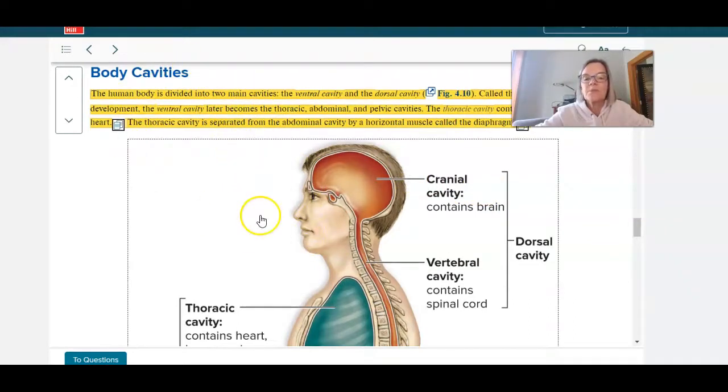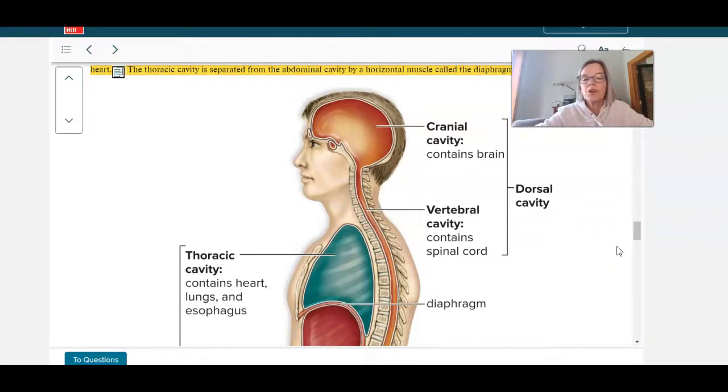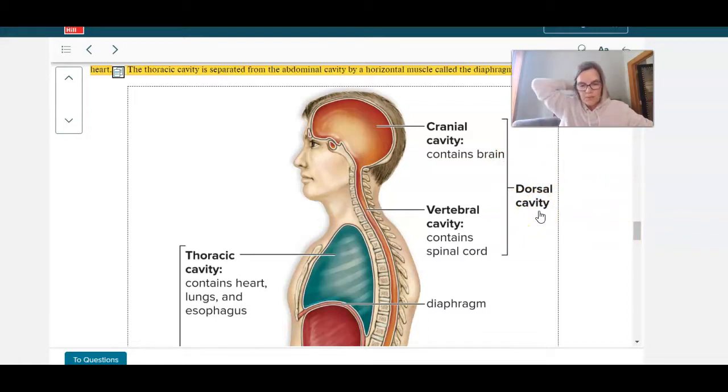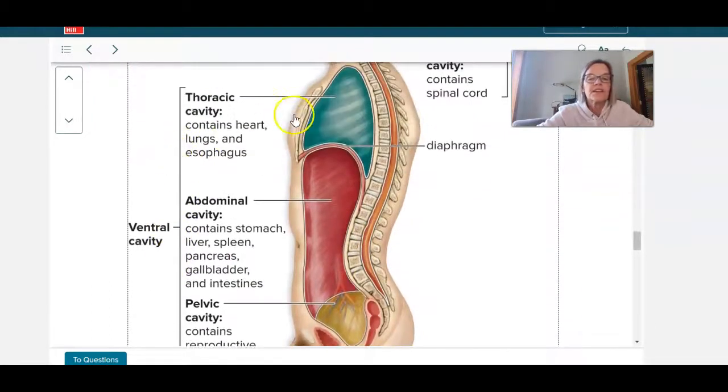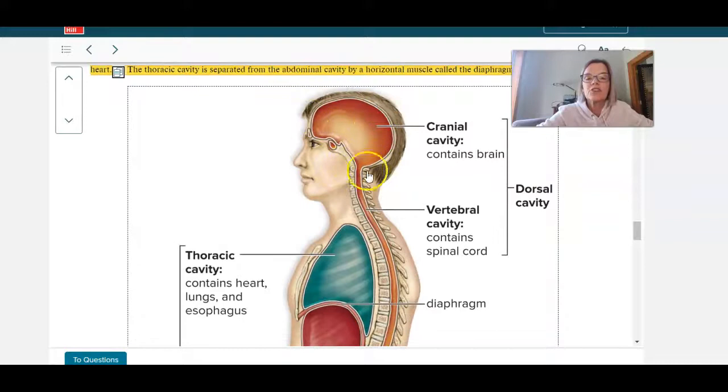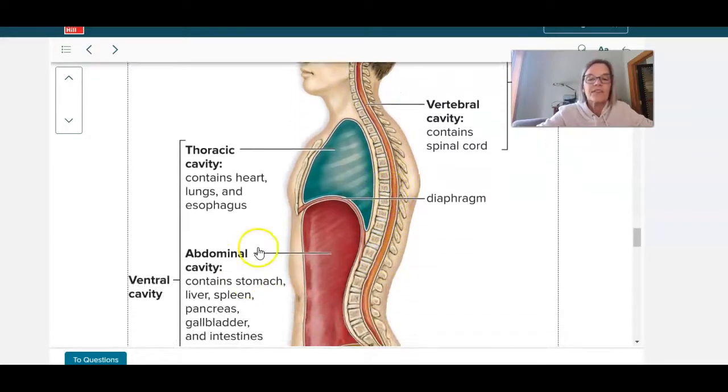And so this diagram is really what you need. If we're going to start with the two most general, we have the dorsal cavity. Remember, like the dorsal fin of a fish is the back. So the dorsal cavity, and then the one in the front is the ventral cavity. The dorsal cavity contains the cranial cavity, which contains the brain, and the space that contains the spinal cord, called the vertebral cavity. The ventral cavity contains the chest cavity, which is called the thoracic cavity.